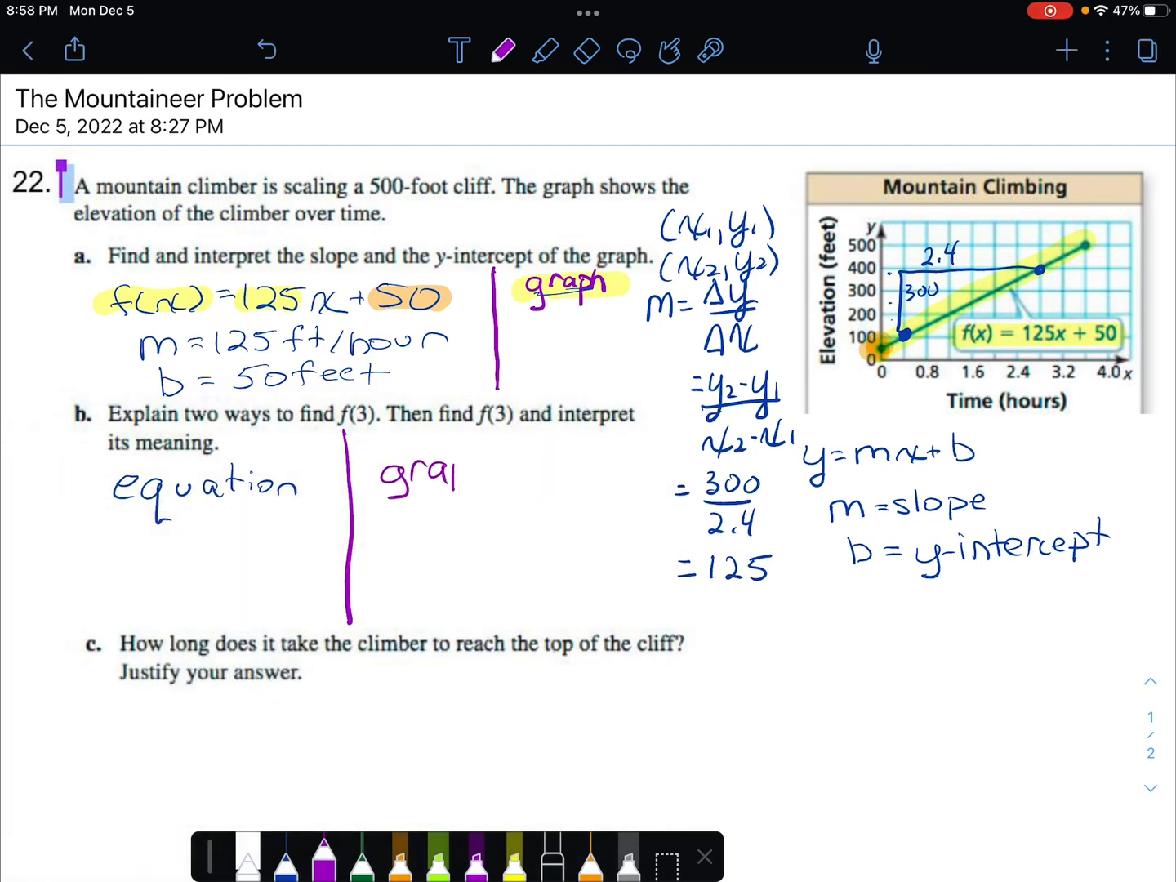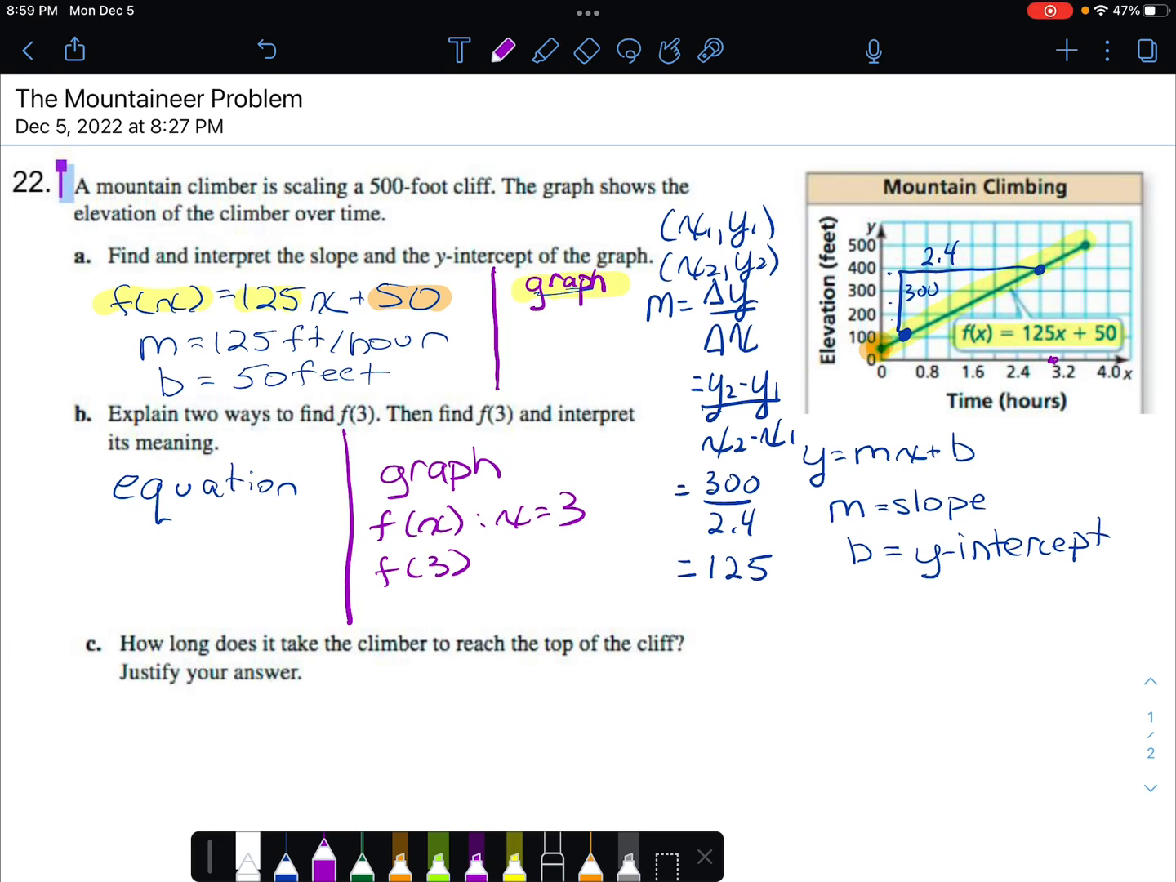So let's say graph. If I was going to find f of 3, remember, f of 3 is f of x such that x is equal to 3. So we're looking for 3 on the x-axis, and that would be right here.